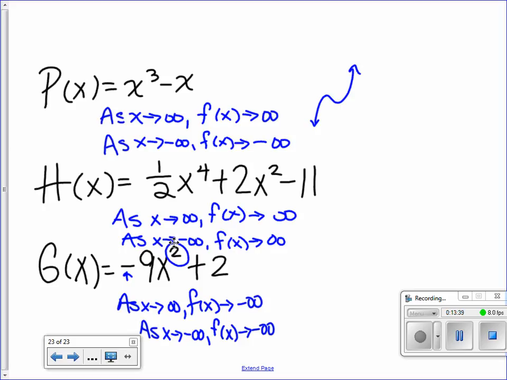Upside down. Right. Yep. Any questions about the end behavior? Any other questions? Alright, we're going to talk about extrema.